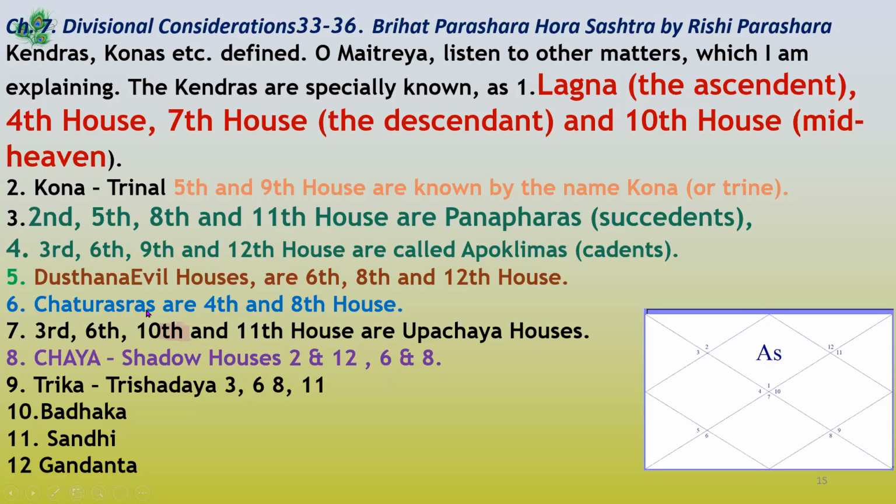Then we come to the Chaturashra houses, which are the 4th and 8th houses. We will see in the next slide why they are called Chaturashra houses. There is a reason for it. That means they are like protection houses. The 4th house is the first of the Jala or water houses, and it has a lot to do with moksha.